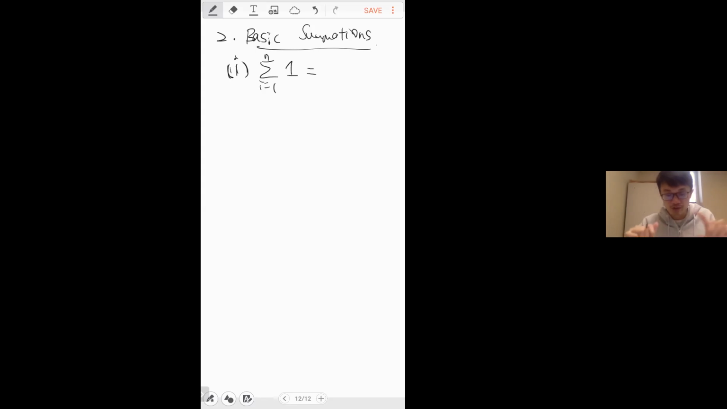You have n of them. So let's check what is true. When i equals 1, you get 1. When i equals 2, you get 1. When i equals 3, you get 1. So on and so forth, all the way up to n. So this will be the same as n. Make sense?